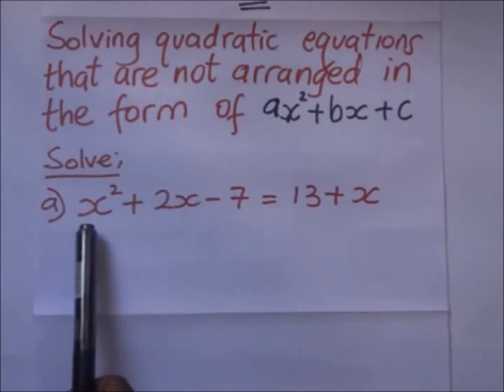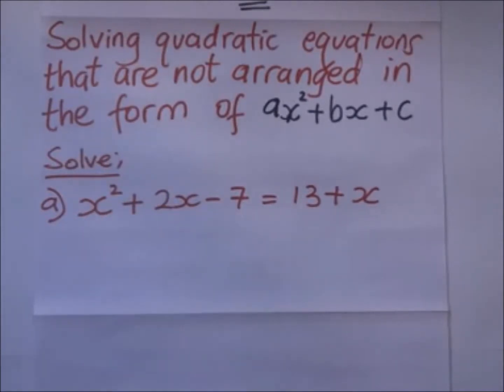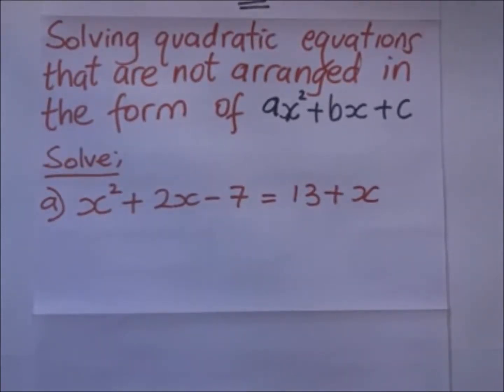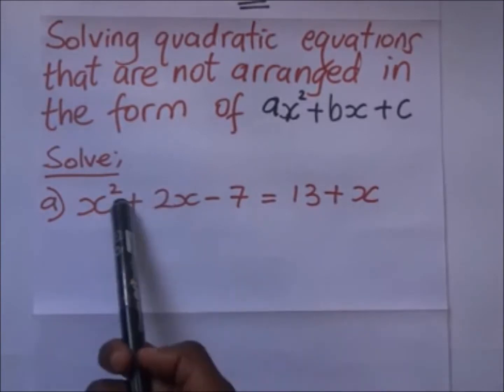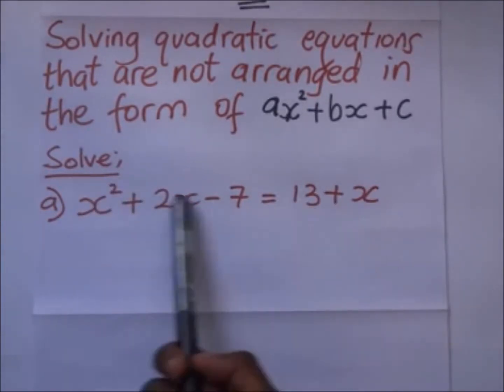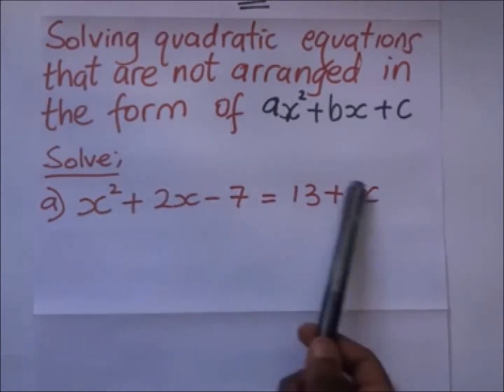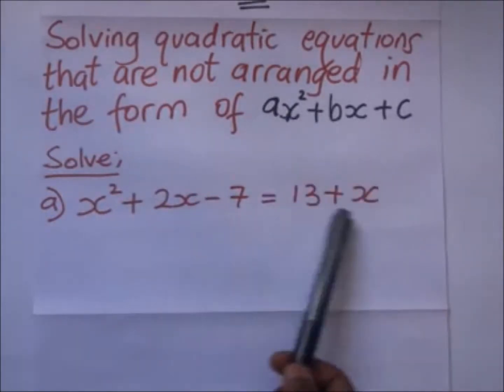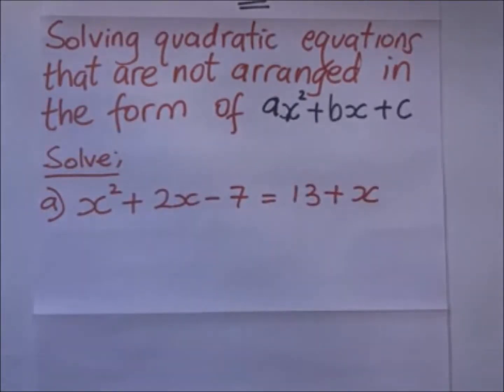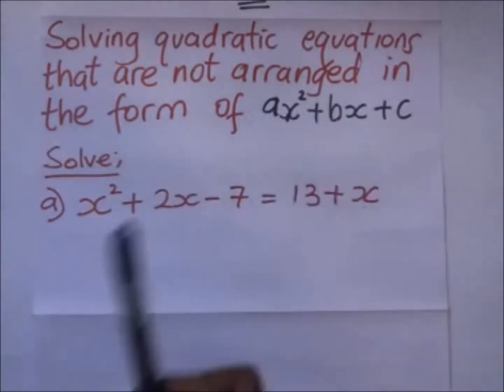So we're being told to solve x squared plus 2x minus 7 is equal to 13 plus x. Now, definitely this is a quadratic equation because the highest power of x is 2. So what we do here is we first arrange it into this form. After arranging it into that form, it is only then that we shall go ahead and factorize it. So we'll begin our first task by arranging it to this form.